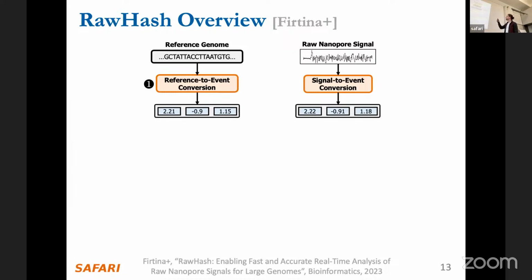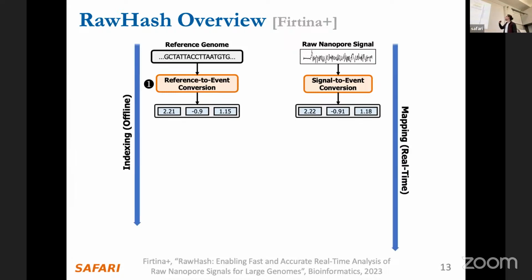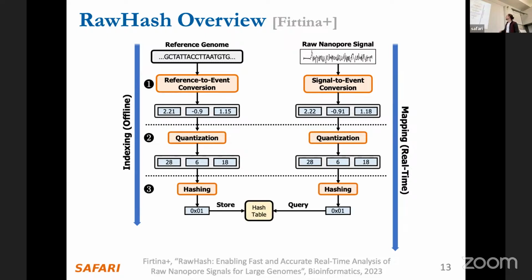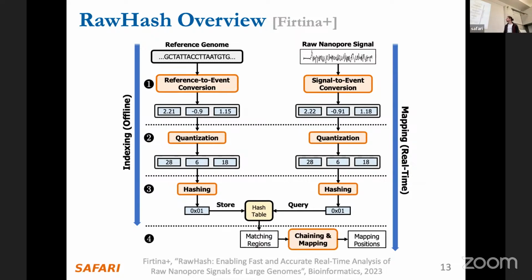You have these algorithms where you have offline steps that convert the reference genome into a raw signal first, and then we quantize and build a hash table. And we have the real-time steps where we convert the raw signal from the Nanopore sequencer into a quantized signal and hash it, and then make lookups in the hash table and try to get out matching regions, and through chaining, mapping positions.